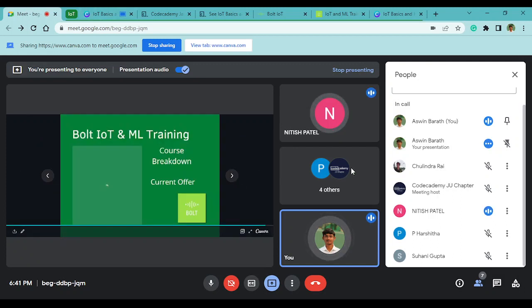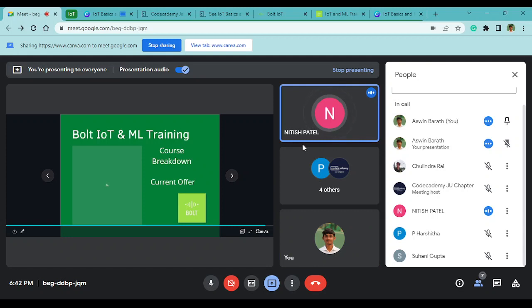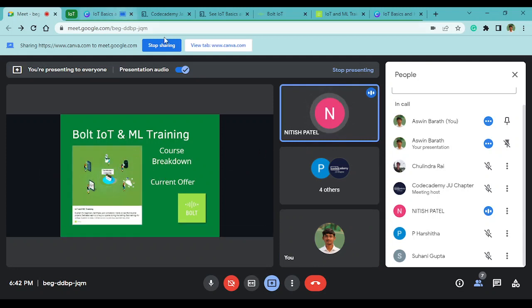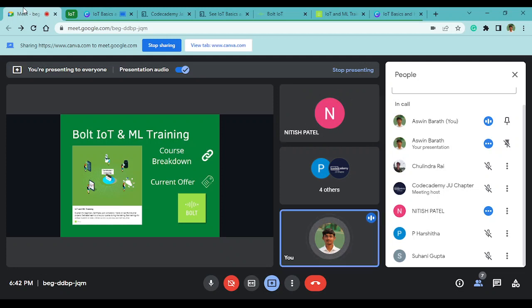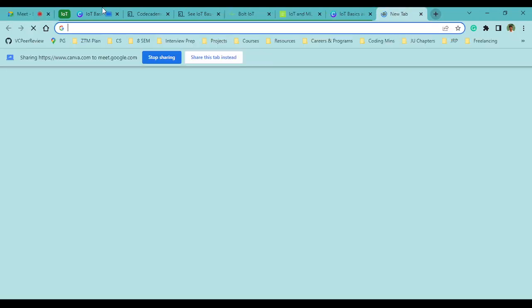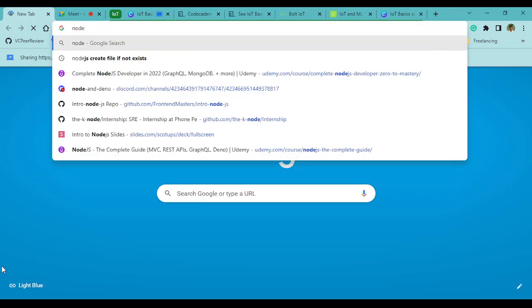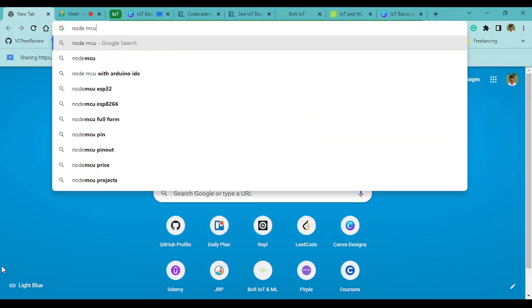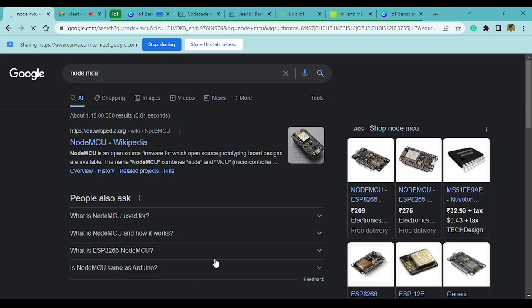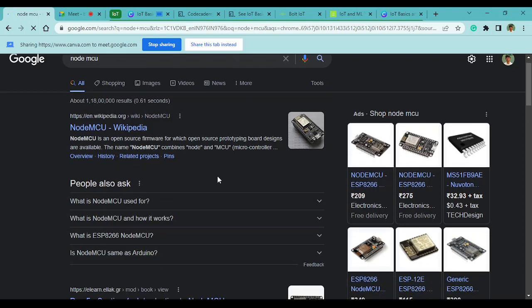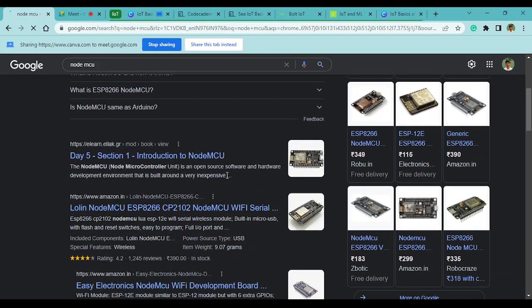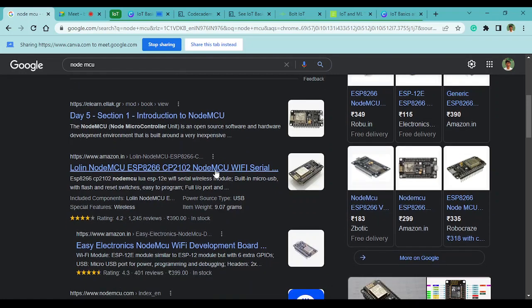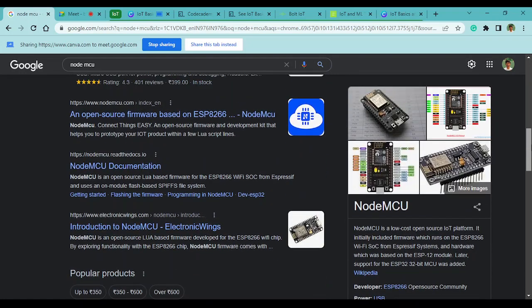Okay, so yeah, that's about that. And bro, I've also heard about Node MCU. Is that also quite similar to the Arduino, or is that a separate one? What was that, Nitesh? Node MCU. Okay, so what does it do? I don't even know, bro. I have only heard about Node MCU. Maybe let me check it out. Yeah, this is a microcontroller, similar to your Arduino, and open source. You can also check this out.